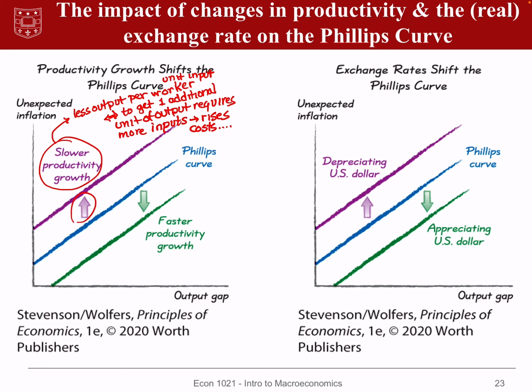Similarly, if there is faster productivity growth, then that means that we see more output per unit of input. And so getting one additional unit of output requires less in the way of inputs, and therefore costs less, and there is therefore less price pressure, or the Phillips curve is going to shift downward.